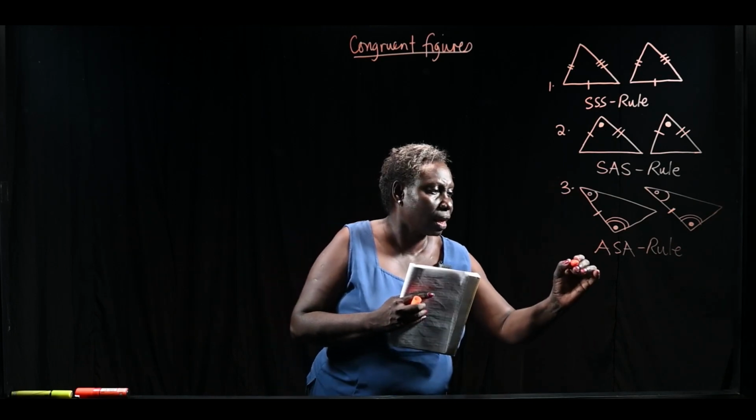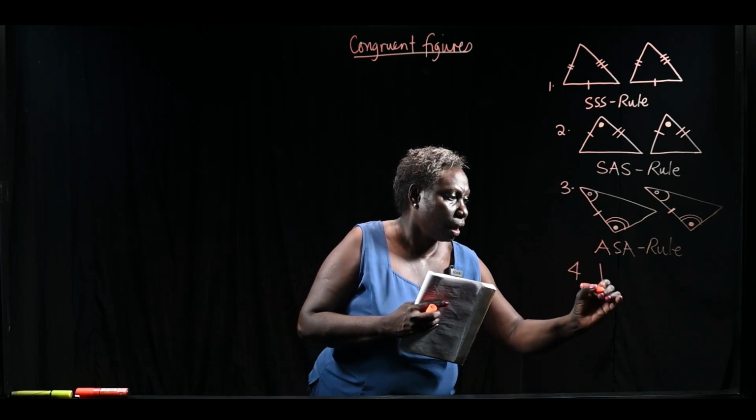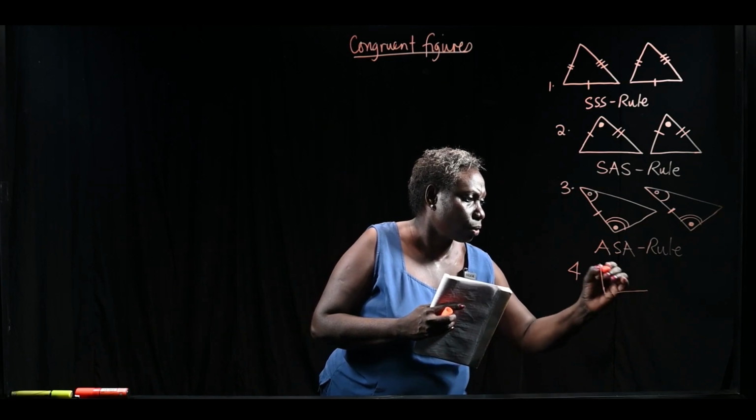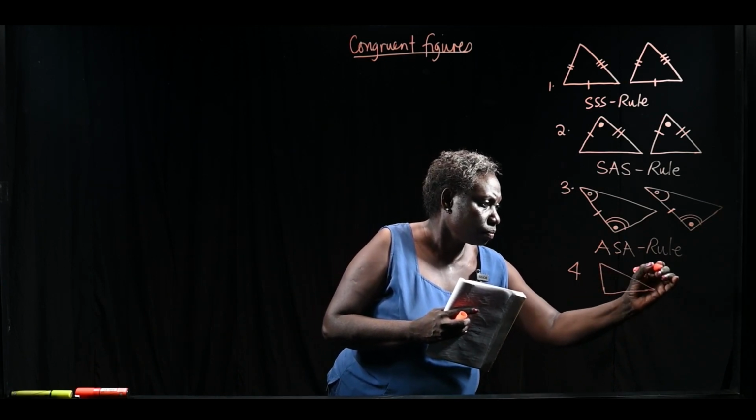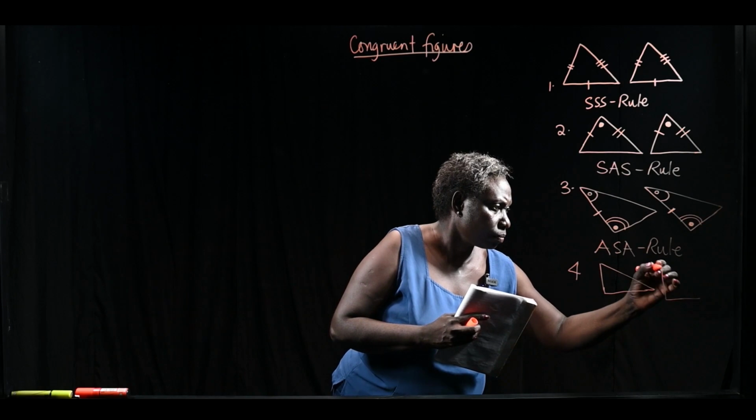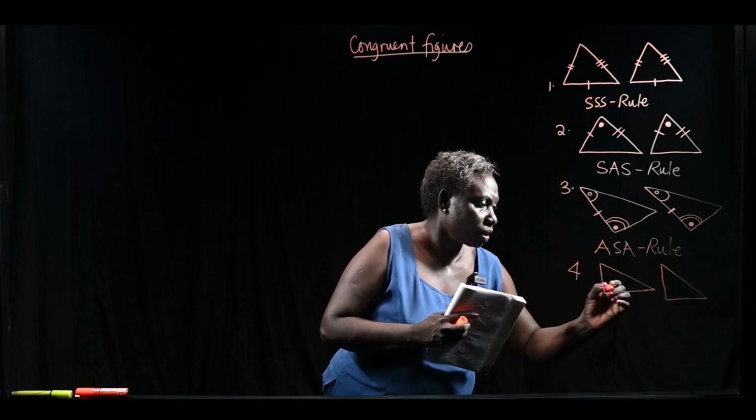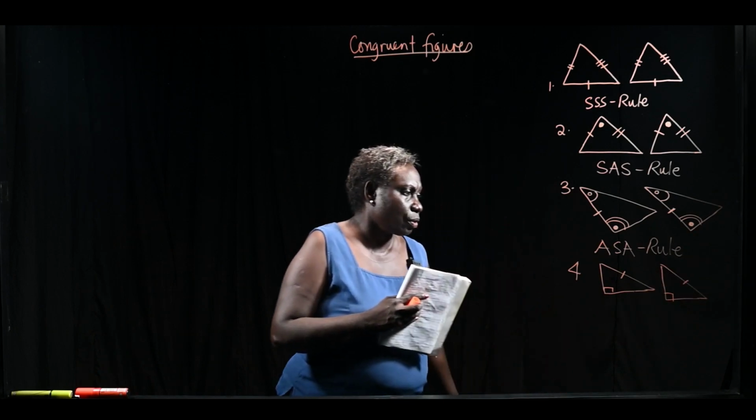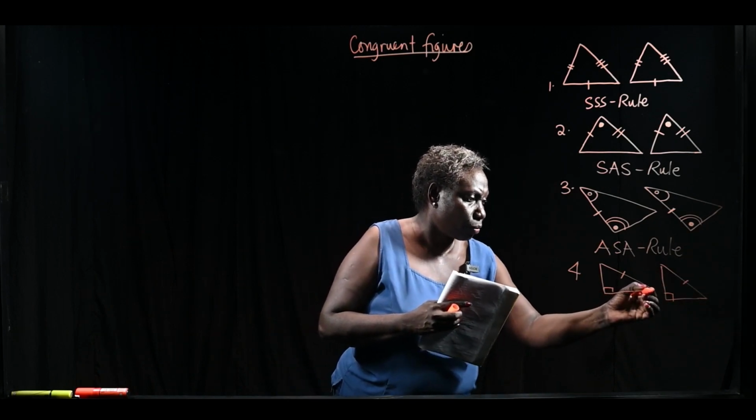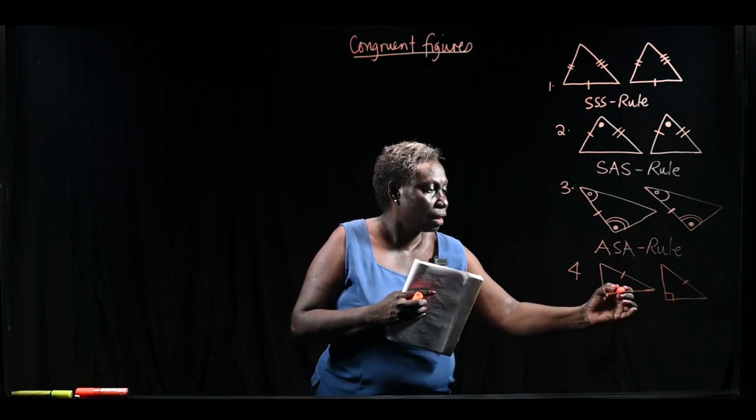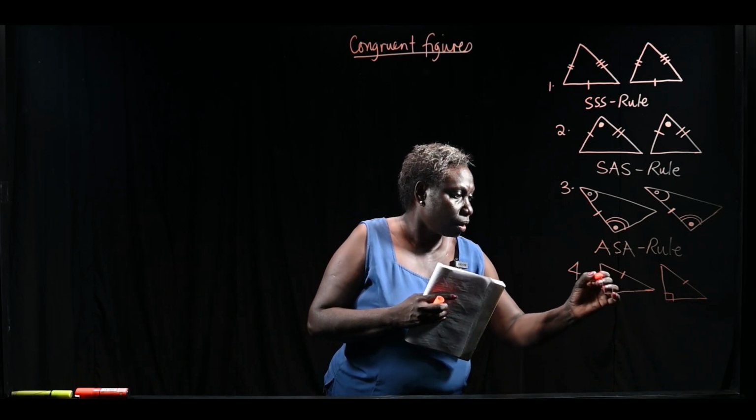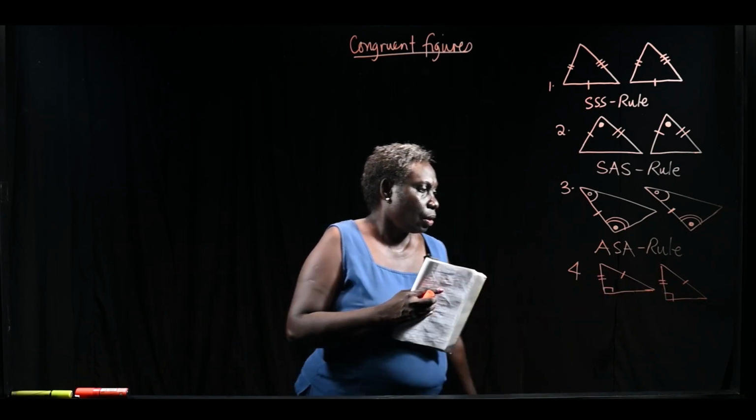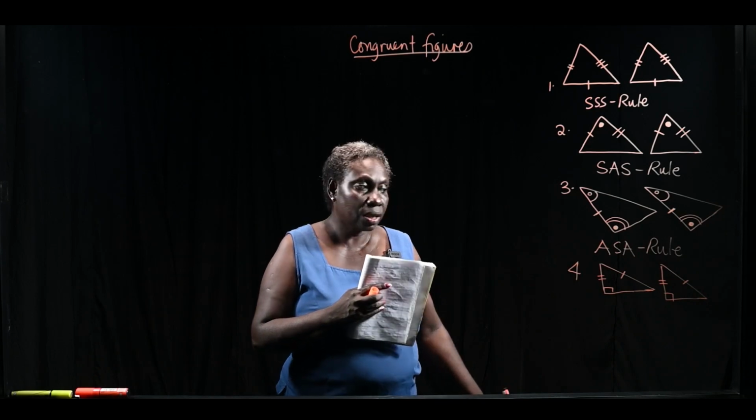Now let's look at the last rule. I have two right angle triangles. The side opposite the right angle is called the hypotenuse, as we have already learned in our previous lessons, and the one corresponding side is also equal.